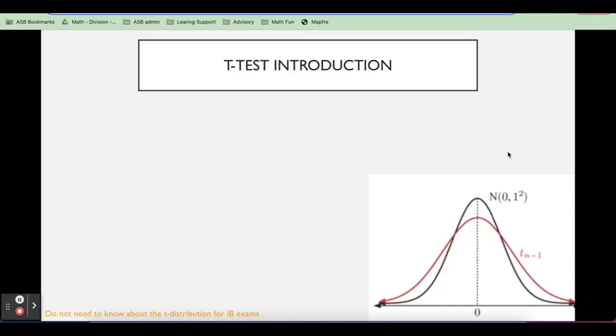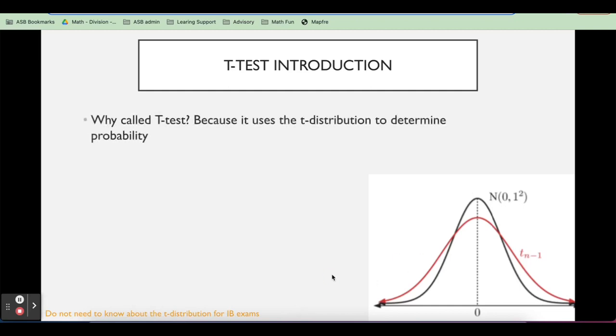Okay, for a t-distribution, this is the t-distribution in red. So notice that it's very similar to a normal distribution. Now, in the IB, you do not need to know about this t-distribution. I just like to explain it if ever it helps for your general understanding. And that's also the reason why we call it a t-test in the first place, because we're using a t-distribution.